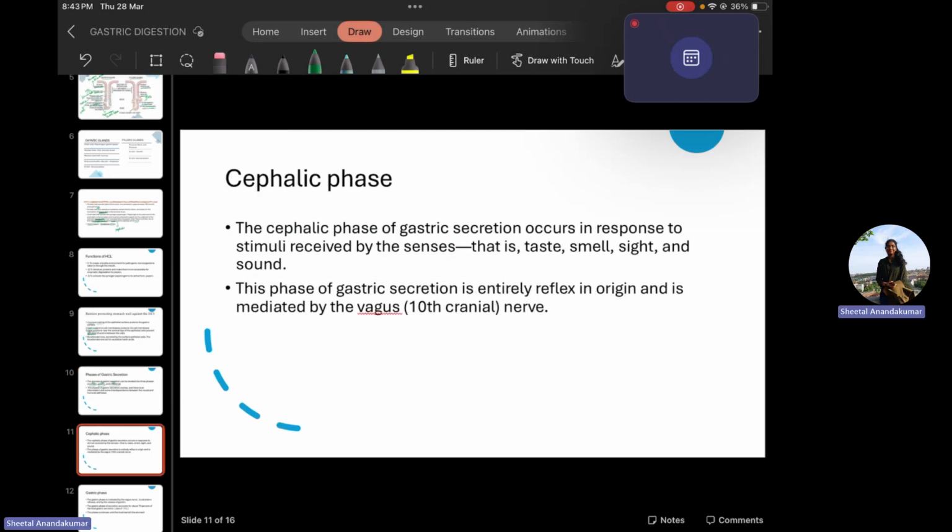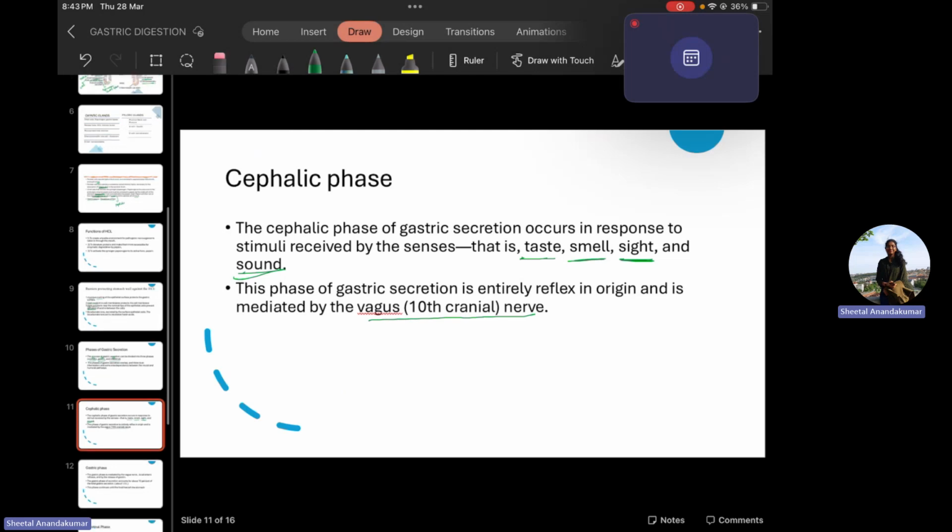So the first one, the cephalic phase. The cephalic phase of gastric secretion occurs when there's a stimulus, for example when we taste the food, or when we smell the food, or on sight and sound of the food, like when we hear about the food. This phase of gastric secretion is entirely reflex and is mediated by the 10th cranial nerve, the vagus nerve.